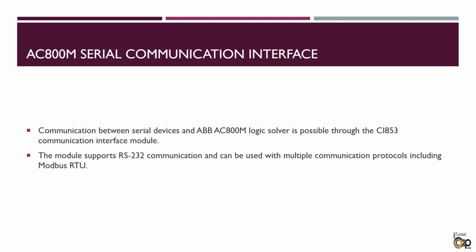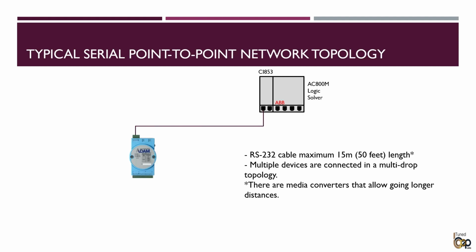The ABB AC800M controller supports serial communication through the usage of the CI853 communication interface. The CI853 communication interface supports RS-232 and multiple other serial communication protocols such as Modbus RTU. In today's example, we're going to be connecting the CI853 with an I/O module using serial point-to-point communication.